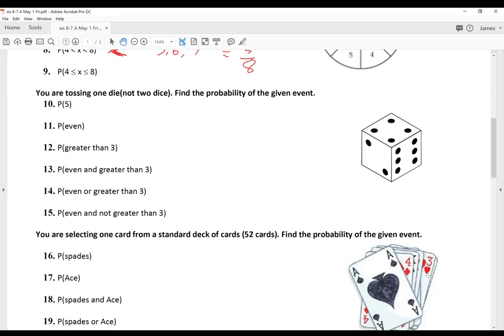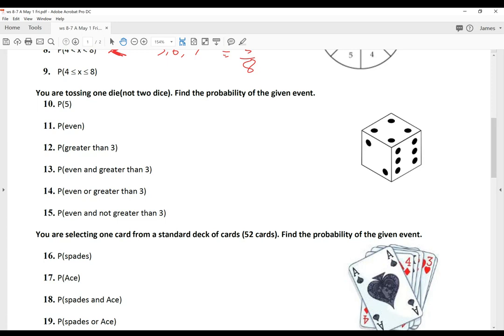Okay, and then you are tossing one die. So if you have 2 of them, it's called a dice. If you only have one of them, it's called a die. So die has, again, 1 through 6, 1 dot through 6 dots, just like the spinner, but not 1 through 8, but 1 through 6.